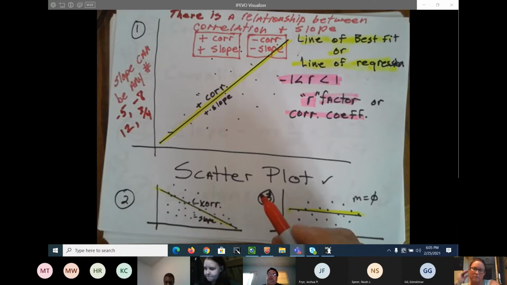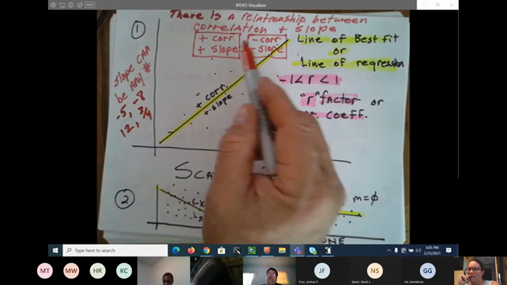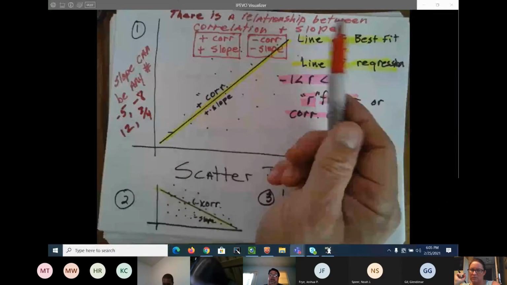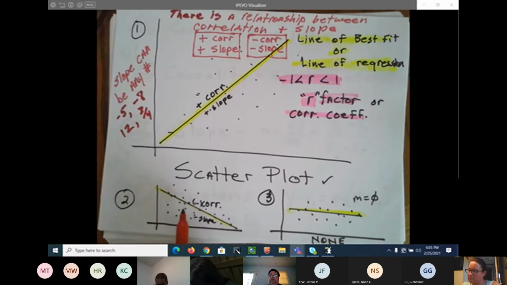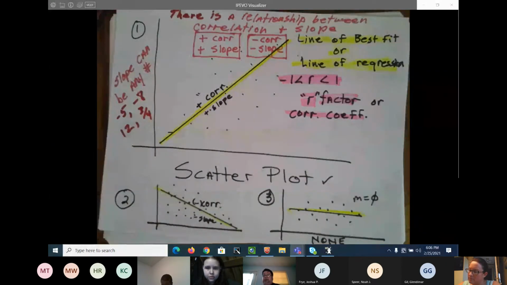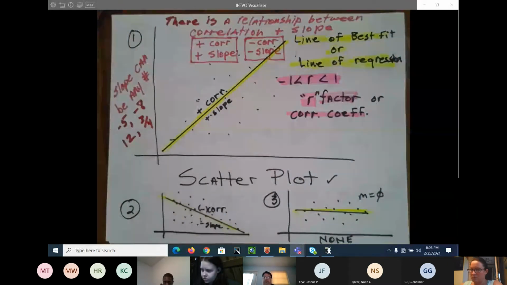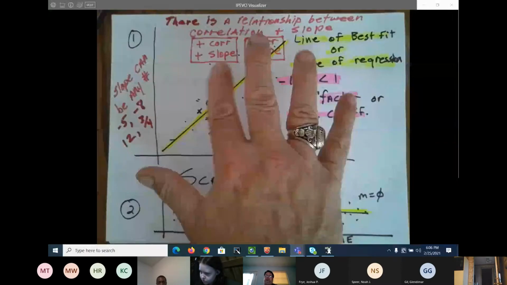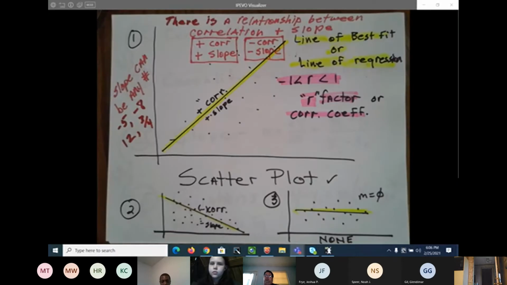All right, so there is a relationship, positive and negative. If the slope is positive, the correlation is positive. If it's negative, the slope is negative. And if there's no slope, there's no correlation. Now, that's pretty basic. You need to know everything that's on this page, because there are probably 4 or 5 test questions on this one page. Okay?